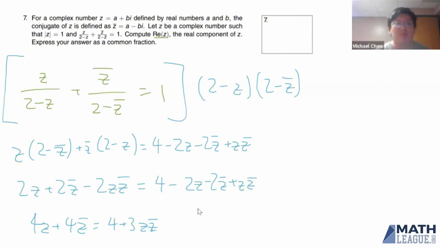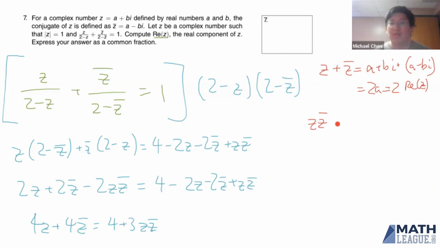Now, there's a couple properties of complex numbers that come into play here. Number one is that if I add together z plus z bar, using the a plus bi definition, that equals a plus bi plus a minus bi, and that equals 2a, which is equal to 2 times the real component of z. Now, the second thing that we need to note is that if I multiply z and z bar, then z times z bar is equal to a squared plus b squared, which is equal to the magnitude of z squared. Now we know from this that the magnitude of z is 1. So that means that the magnitude of z squared, z times z bar, is also equal to 1.